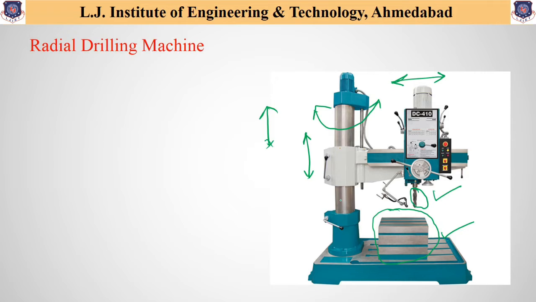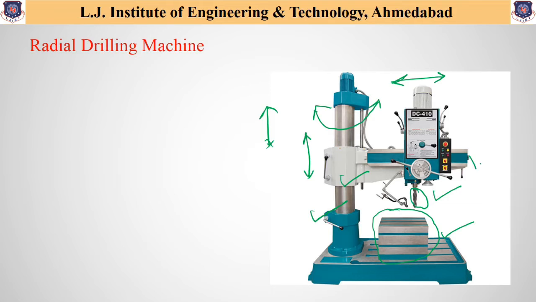So if we discuss in detail about the different parts available, the first part that we have discussed is the base, and it is similar to that of the sensitive drilling machine, and it is a large rectangular casting shape and it is used to hold the work table at the other end. The second portion is the column, and it is a cylindrical casting which is mounted vertically at one end of the base, and it also supports the radial arm as shown over here, which may slide up and down on its face.